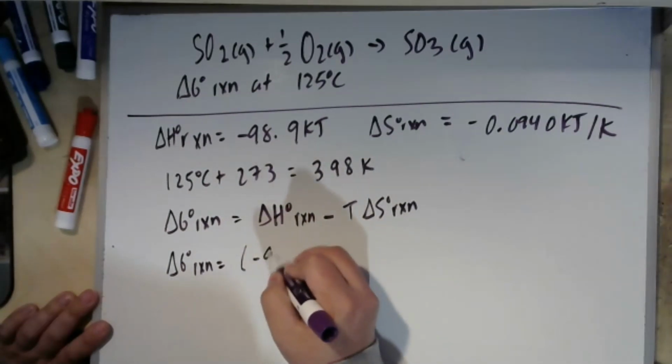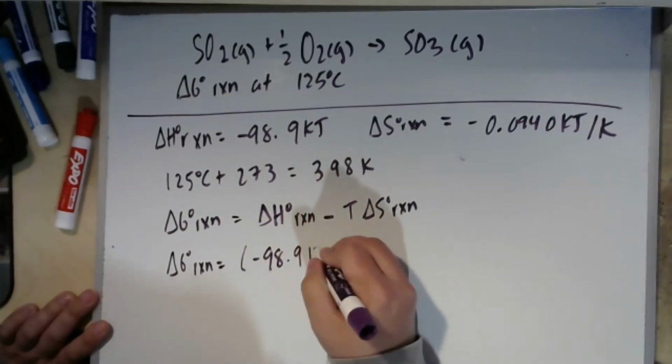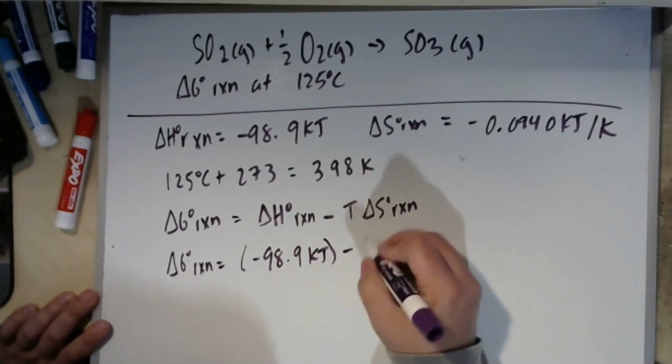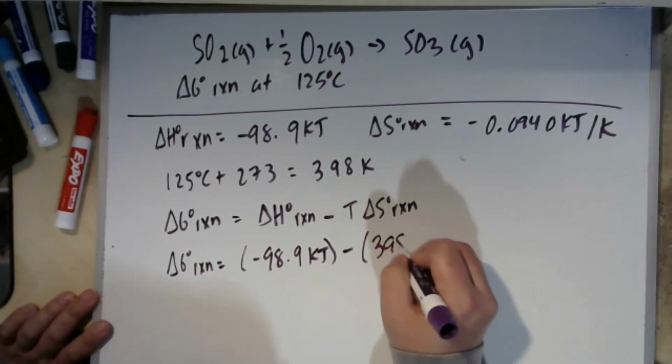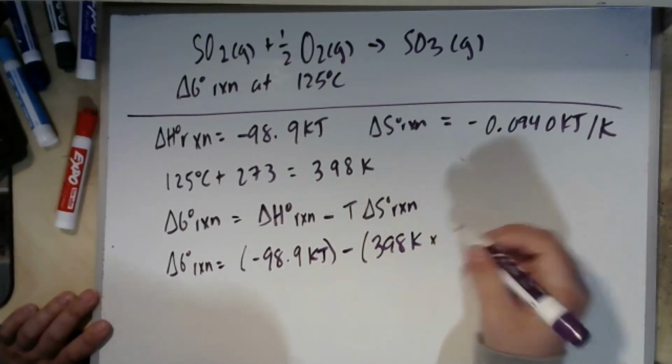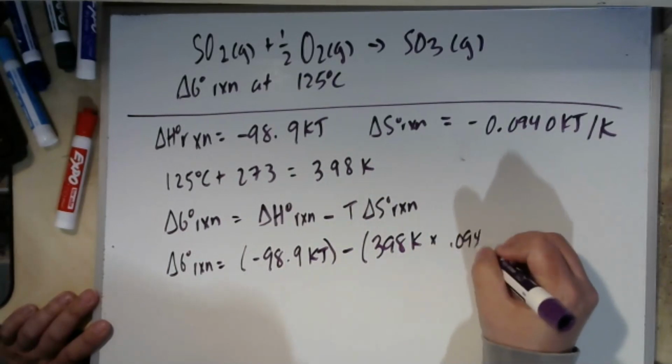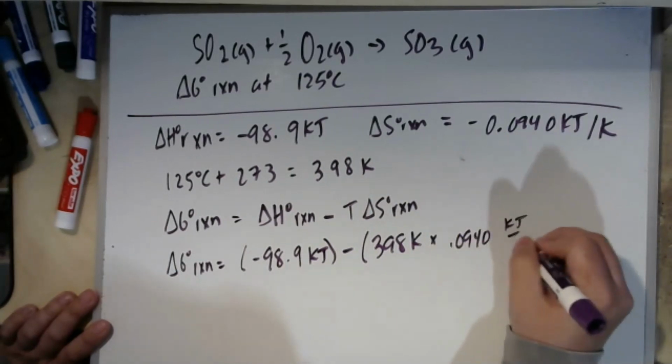So we have negative 98.9 kilojoules minus 398 Kelvin times negative 0.094 kilojoules per Kelvin.